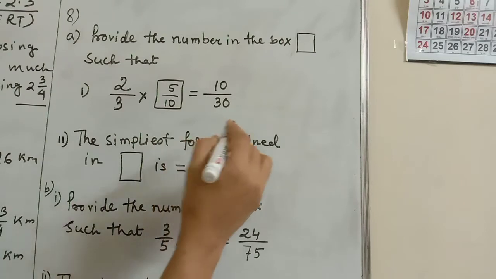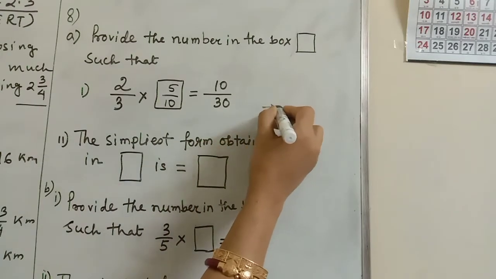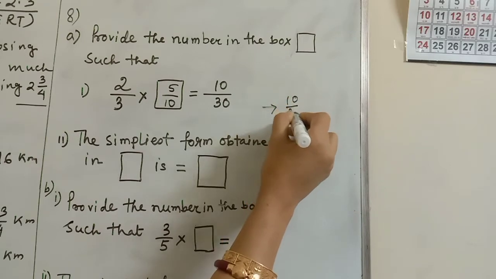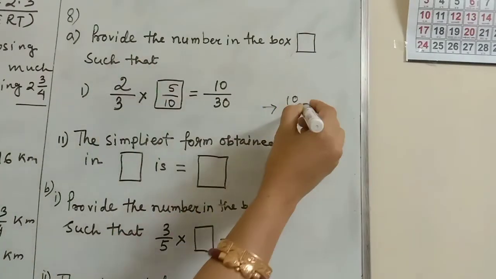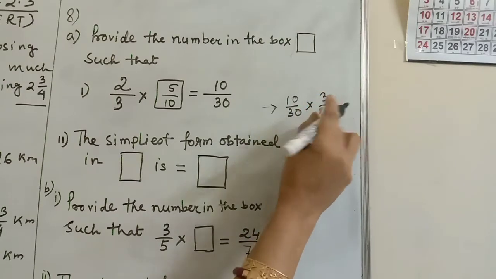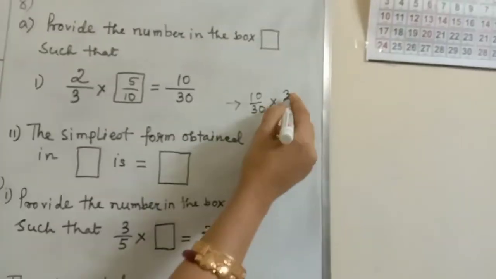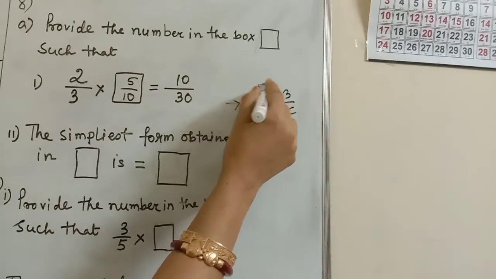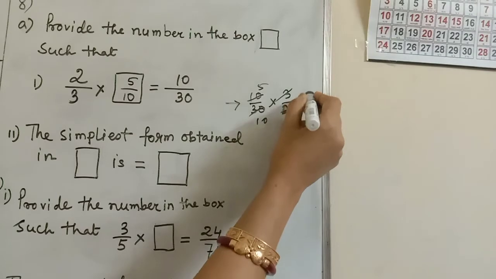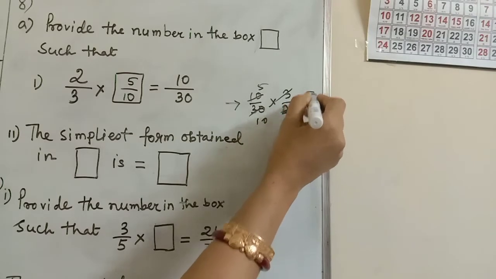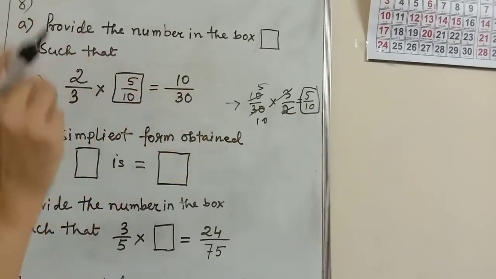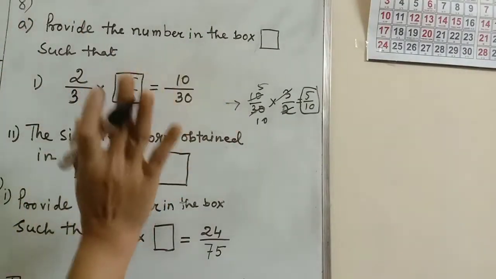Or you can do it another way also. So you can think in this way. 10/30 and the reciprocal of this number. If you get the reciprocal of this number, then simplify it. You will get 5 and 10. So the number will be 5/10. In this way also you can write the number in the box. Which one will be easy for you? You can do in that way. Both the ways are correct.